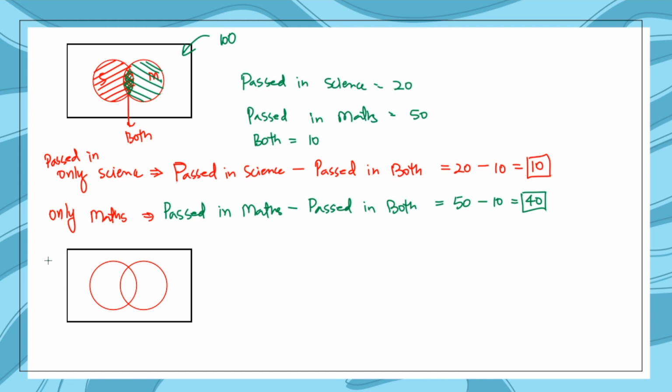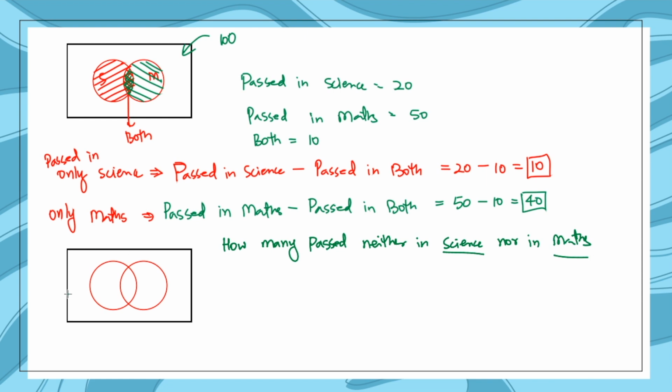Okay. Now in the same question, this question which we were discussing, if someone asks how many passed neither in science nor in maths, or you can say how many failed basically, that you can calculate simply. How will you calculate those who have failed, or those who have not passed in any subject? How will you find out?